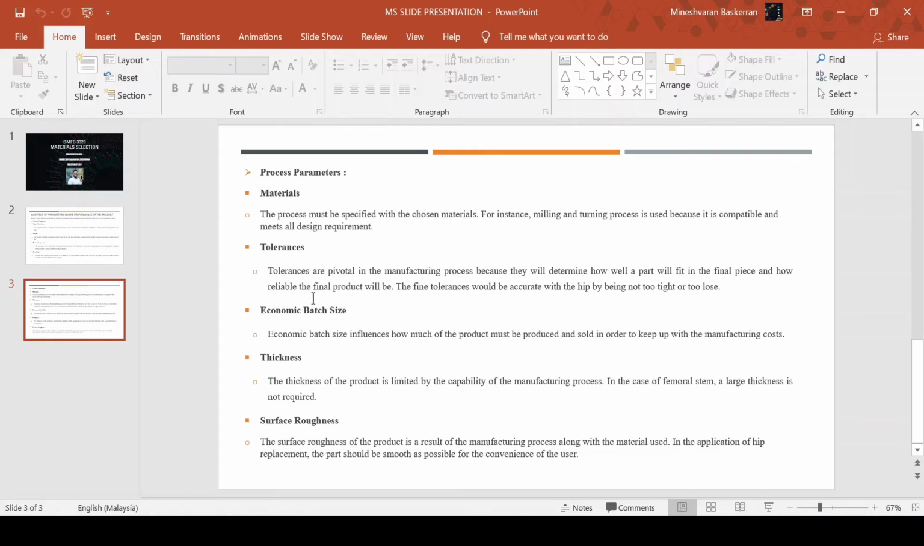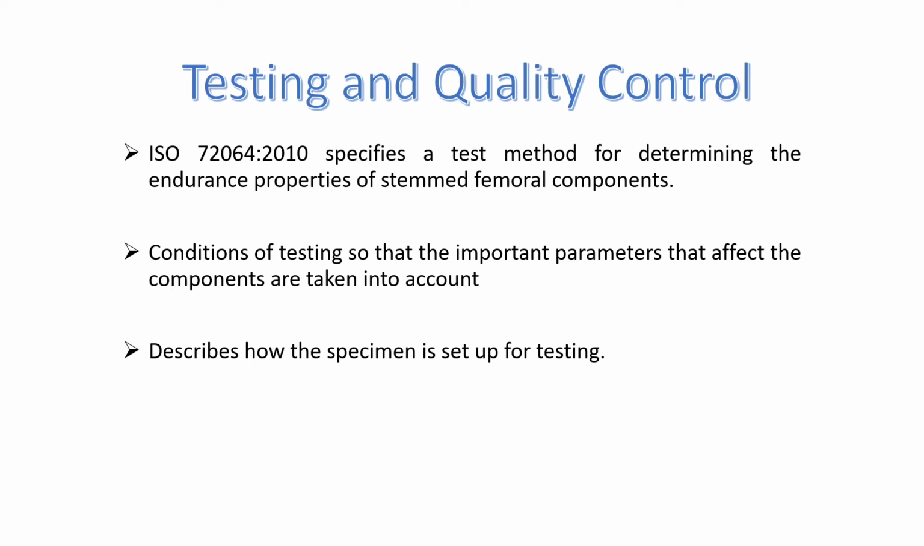And the next is the thickness. In the case of femoral stem, a large thickness is not required. And the last one is the surface roughness. In this application of hip replacement, the part should be as smooth as possible for the convenience of the user. Thank you.